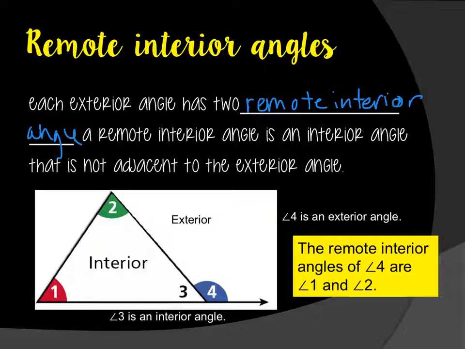What does it mean to be adjacent? Next to. So in this picture, what angle is adjacent to angle 4? 3. So the two angles that are not 3 are which ones? 1 and 2. So angle 1 and angle 2 are the remote interior angles of angle 4.